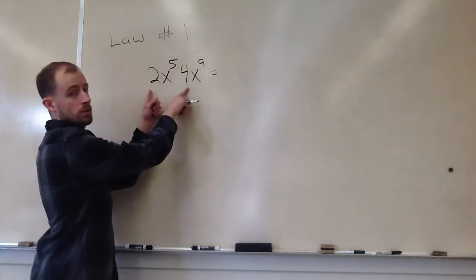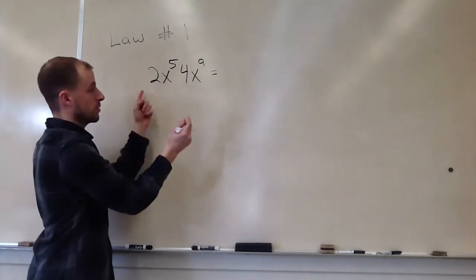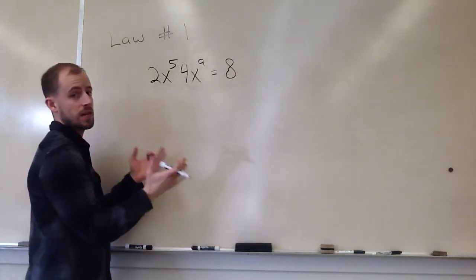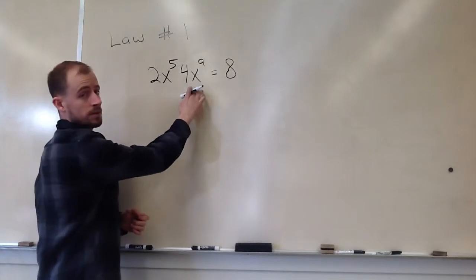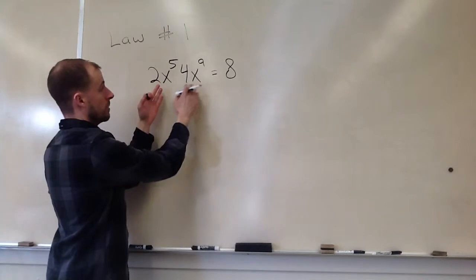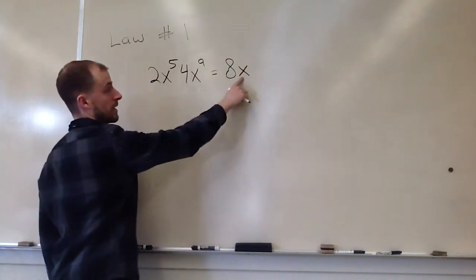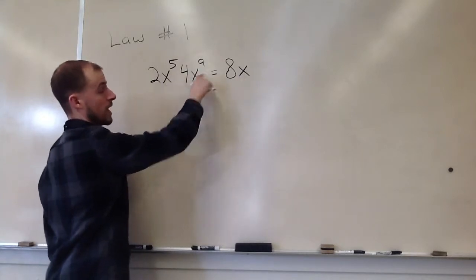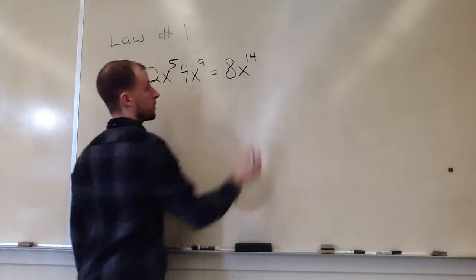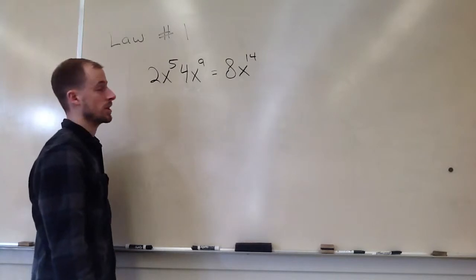The numbers 2 and 4 are not the same base. We're just going to multiply them since we know what those are. So 2 times 4 is 8. And then we look for all the same bases. Here we just have x's. If there were y's, we'd look at them next, but look at the x's. They're going to be multiplied together, so we're going to have an x as our base, and our exponent for this base is going to be 5 plus 9. So 5 plus 9 is 14. Okay? So our final answer is 8 times x to the power of 14.